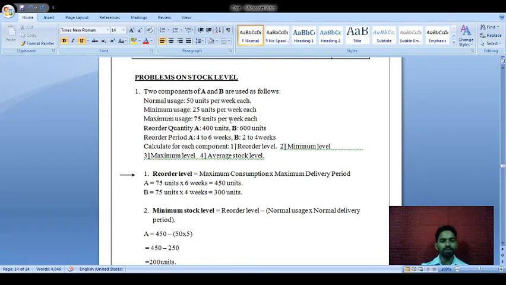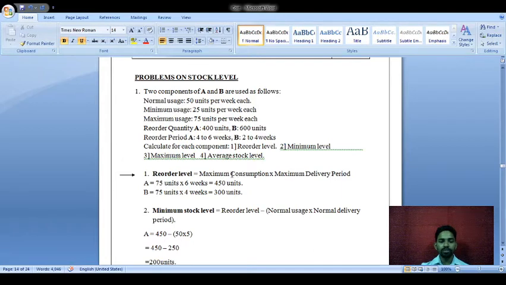With the help of this data we have to prepare the reorder level, minimum level, maximum level and the average stock level. You know how to prepare these stock levels. First we will prepare the reorder level. The formula is: reorder level is equal to maximum consumption into maximum delivery period.